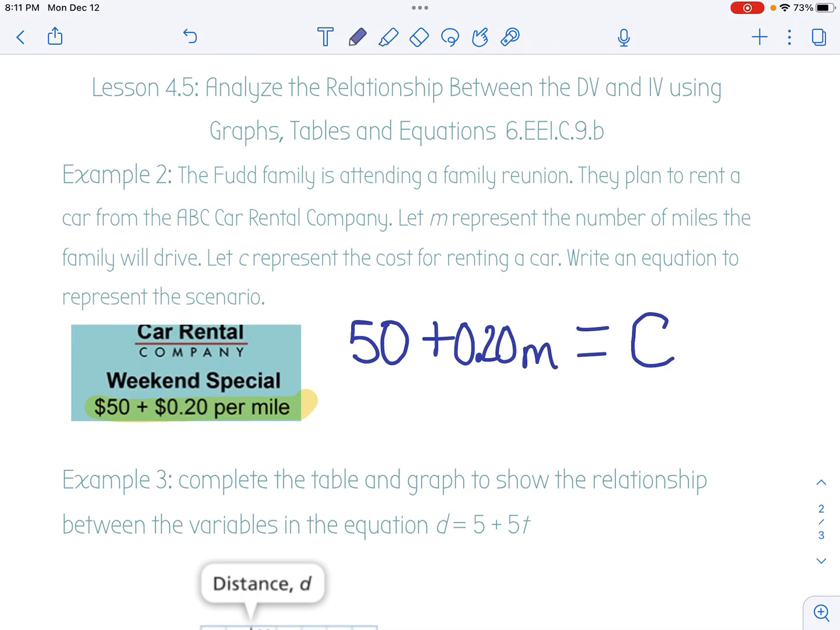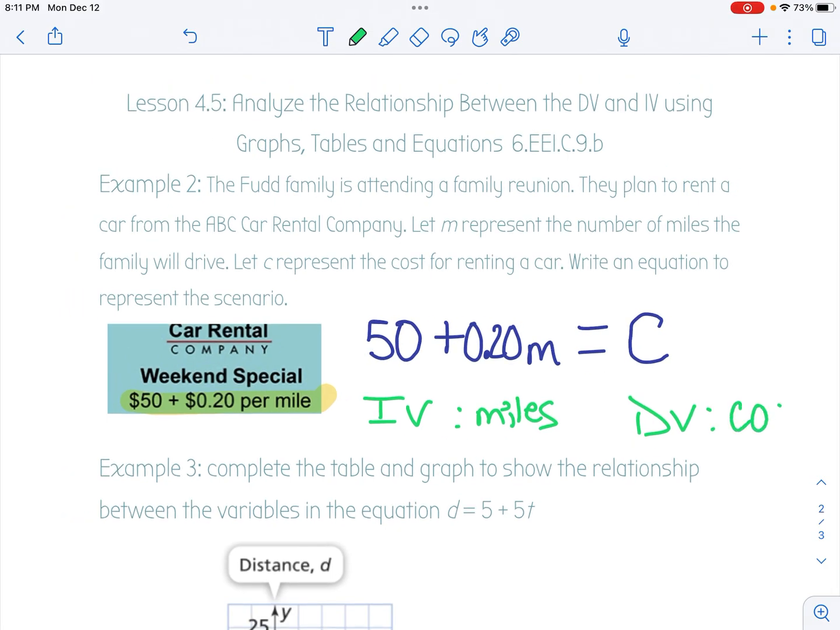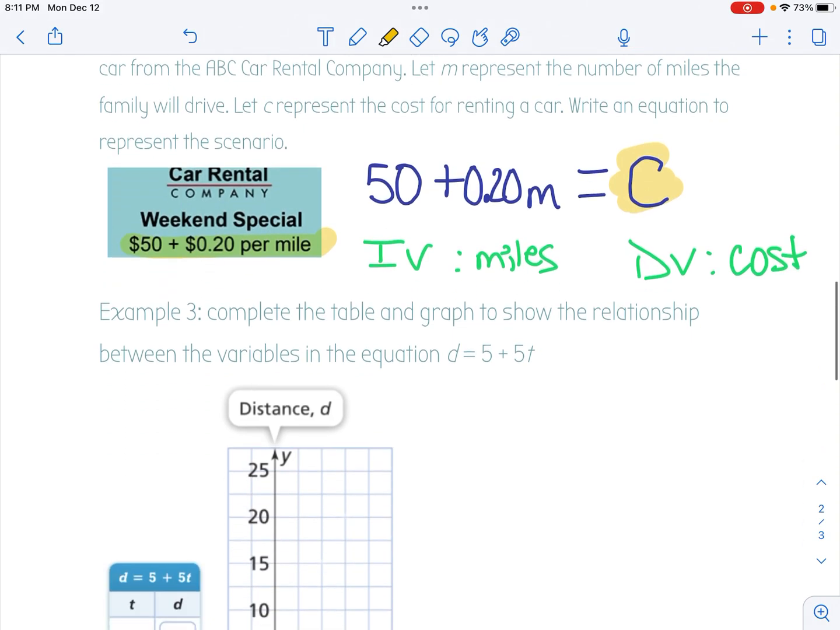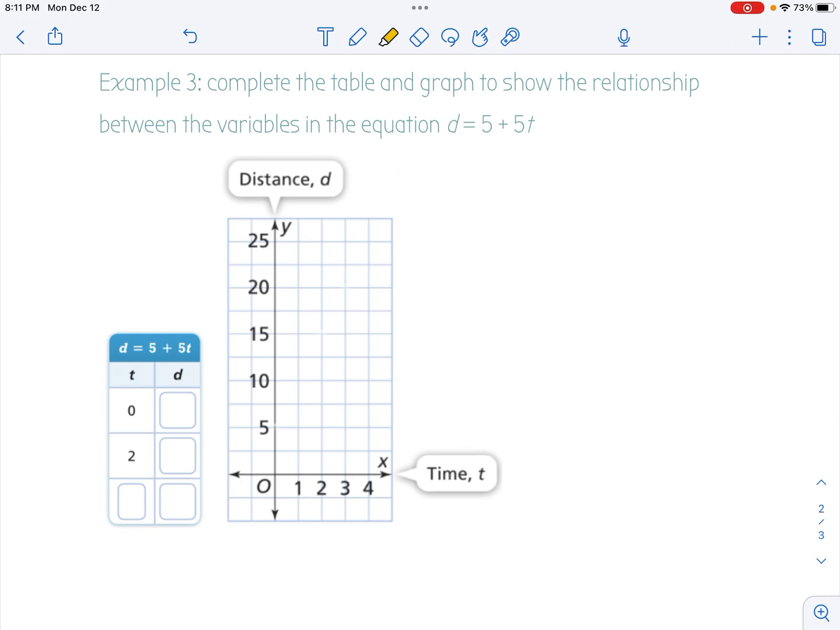So in this case, what would my independent variable be and what would my dependent variable be? So my independent variable is going to be the miles that I drive. And my dependent variable is going to be the cost, because in this case, my cost depends on how many miles I drive. Last one, complete the table and graph to show the relationship between the variables in the equation.